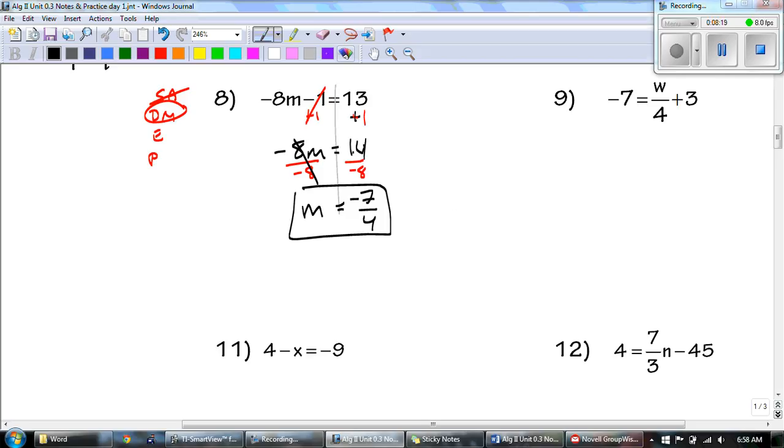All right, number 9. Okay, once again, follow SADMAP. You get rid of addition or subtraction first. So I'm going to get rid of that 3 by subtracting. Negative 7 minus 3 is negative 10. W over 4. And we just had one like that. We just multiply by 4 to both sides. 4 times negative 10 is negative 40.